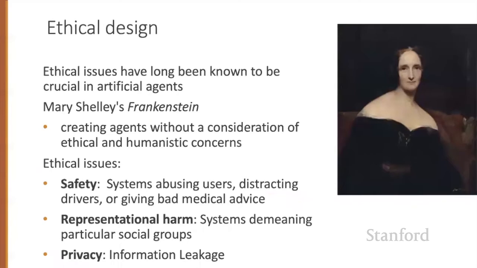Ethical issues have long been known to be crucial in artificial agents. Mary Shelley first raised these issues over 200 years ago in Frankenstein, which brought up these issues of creating agents without a consideration of ethical and humanistic concerns. Among the many issues with ethical dimensions are safety. We don't want drivers crashing because they're distracted by a chatbot. Representational harm. We don't want systems demeaning particular social groups. And privacy. We don't want systems divulging private information.